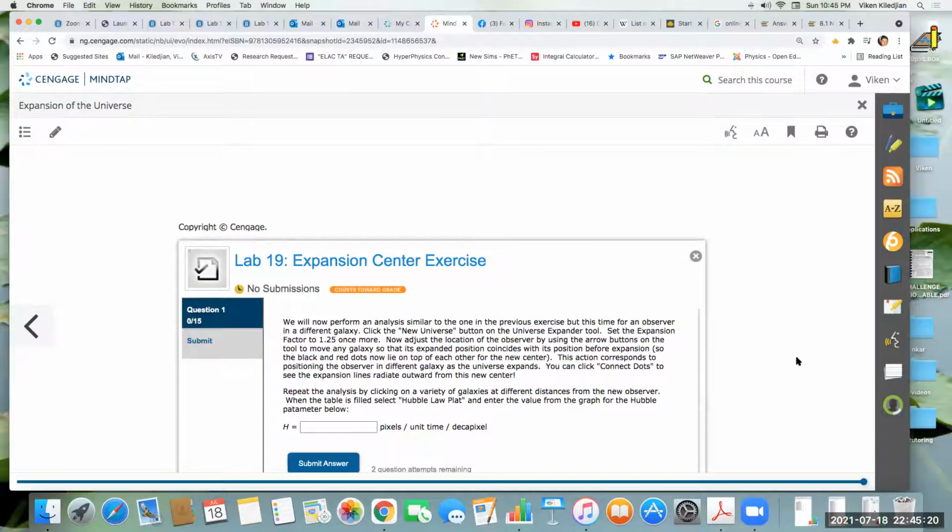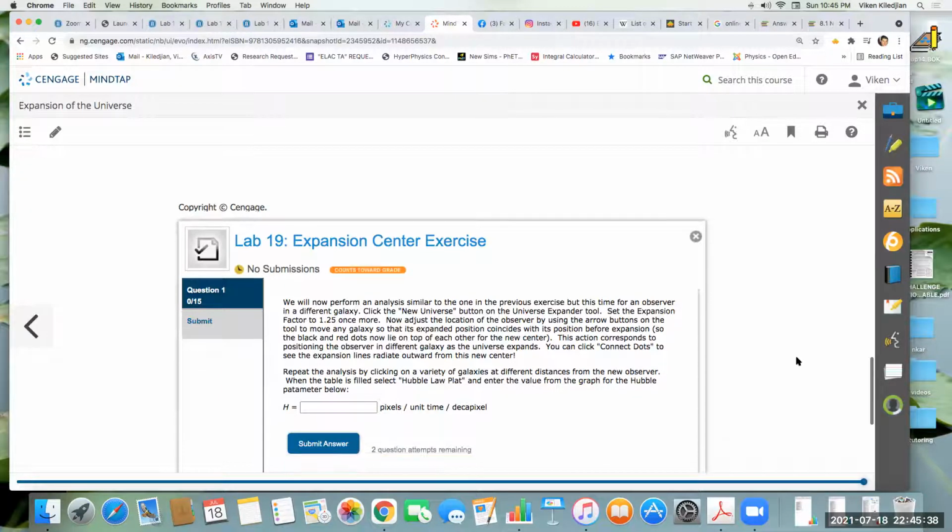Now adjust the location of the observer by allowing the arrow buttons on the tool to move any galaxy so that the expanded position coincides with its position. This action corresponds to positioning the observer in a different galaxy. You can click Connect Dots, repeat the analysis by clicking on a variety of galaxies, and then do the same thing.